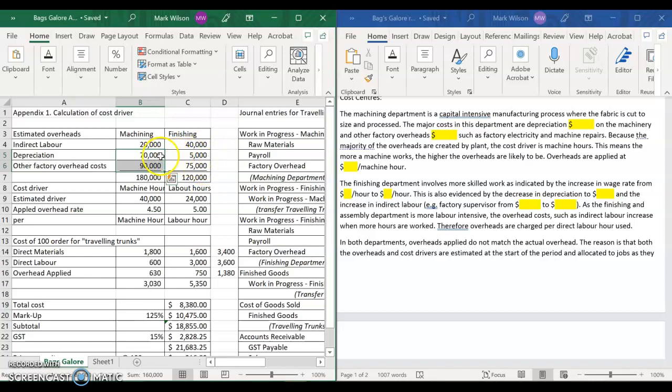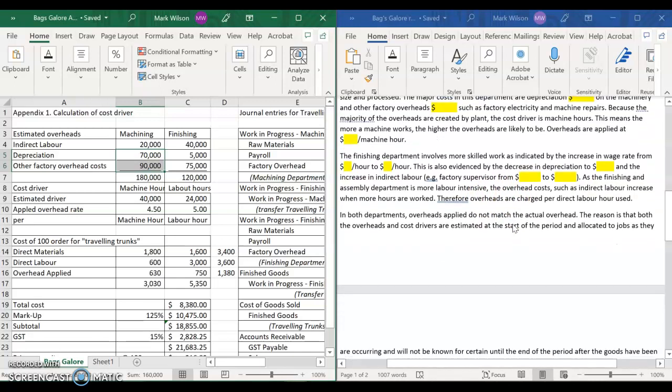We can see the depreciation drops right back. So the major cost in there is around looking after the employees, evidenced by a decrease in depreciation to 5,000. Make sure you get those figures in. A factory supervisor, increase in indirect labour. So we've gone from 20,000 to 40,000, such as the factory supervisor. And you need to say, really the important part up here is that the more the machine works, the higher the overhead. In this case, the more direct labour, the higher the overhead. So it's justifying it back.